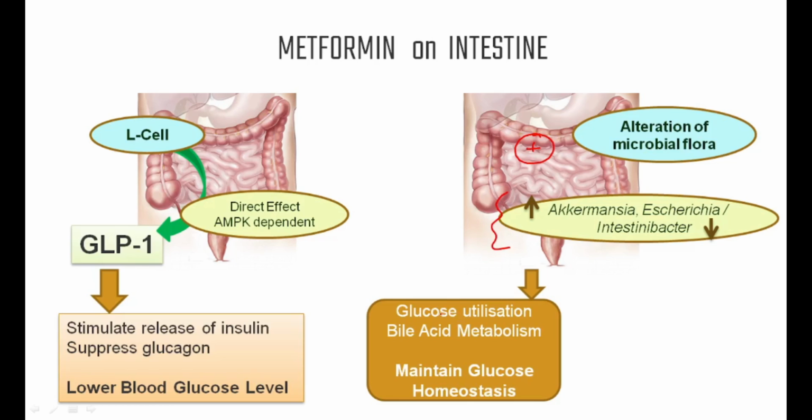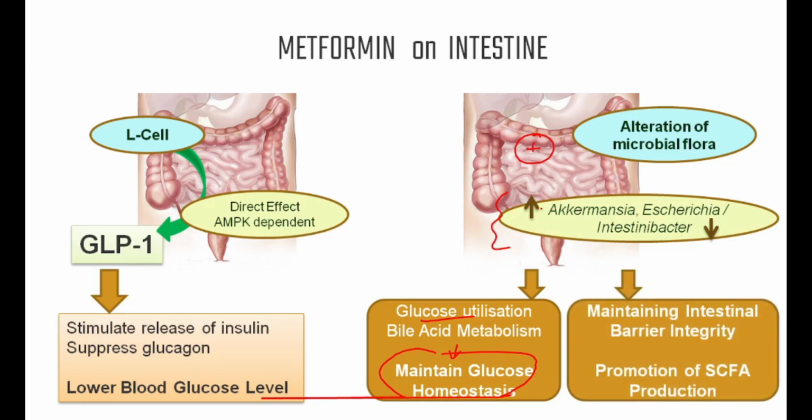Now due to this alteration of the microbial flora, it will affect the glucose utilization and bile acid metabolism, which in turn is useful in the maintenance of glucose homeostasis. Clear? Now this alteration of the microbial flora is also important for maintaining the intestinal barrier integrity.